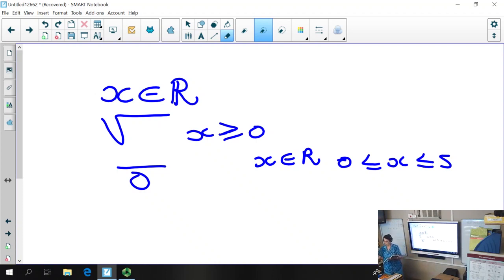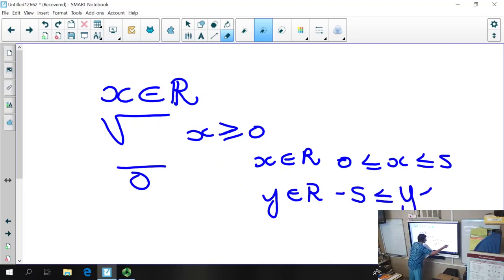Now look at this one's range. Now we look at the y values. So again, we can say y is an element of the real numbers. You don't need to put it in that set notation. That's not necessary. And this one is negative 5 is less than or equal to y, which is less than or equal to positive 5.